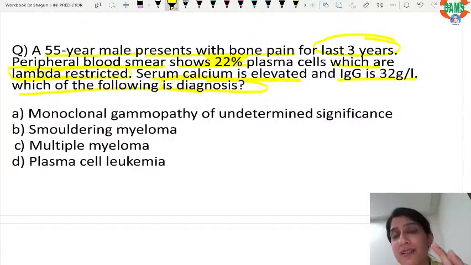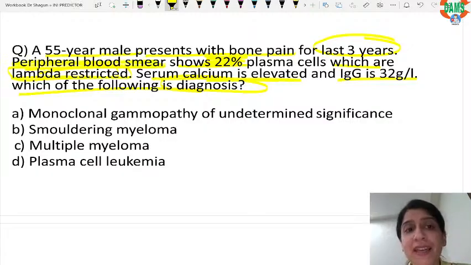That plasma cells, increased plasma cells, you see where? In bone marrow or peripheral smear? So the question is particularly saying peripheral blood smear. I can see the answers in the chat box. Please listen to me carefully.